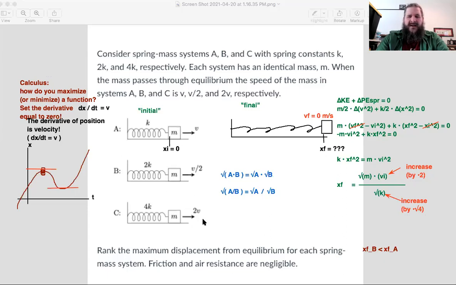Twice as fast of a speed and 4 times as much of a spring sturdiness end up canceling out completely because the spring constant is inside a square root. So it looks like x final for C is going to be exactly the same as x final for A. They will both stretch out the same distance. Any questions on that?